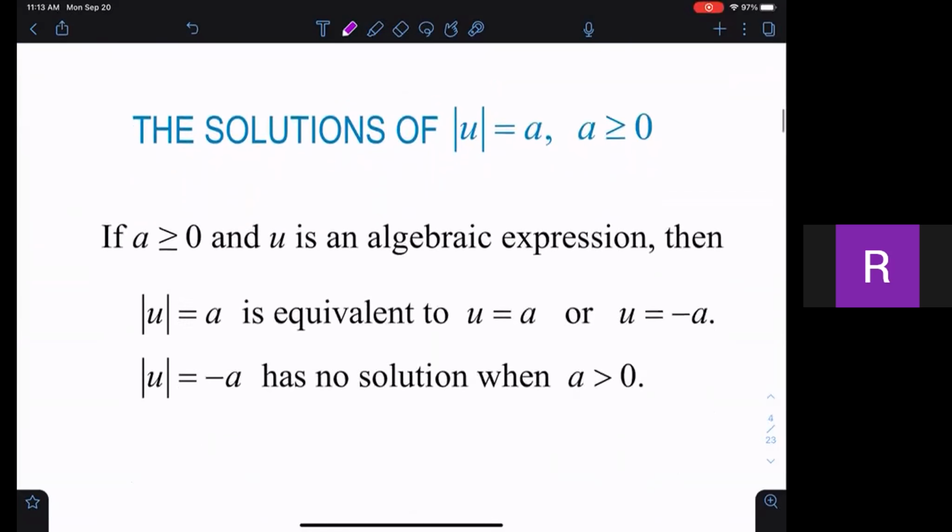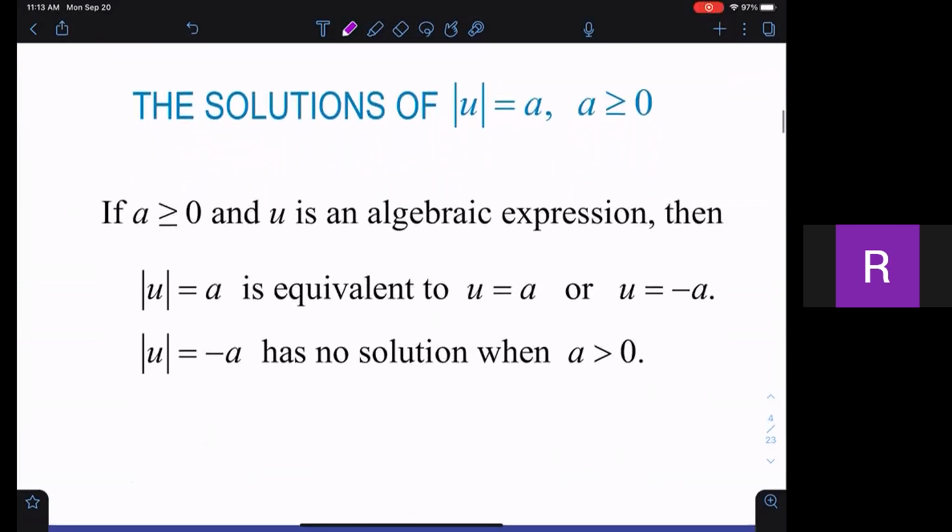So this is for the equations, right? Okay, so you can just remember this rule: if a is greater than 0 and u is an algebraic expression, then the absolute value of u equals a is equivalent to saying u equals a or u equals negative a, and the absolute value of u equals negative a has no solutions when a is greater than 0.